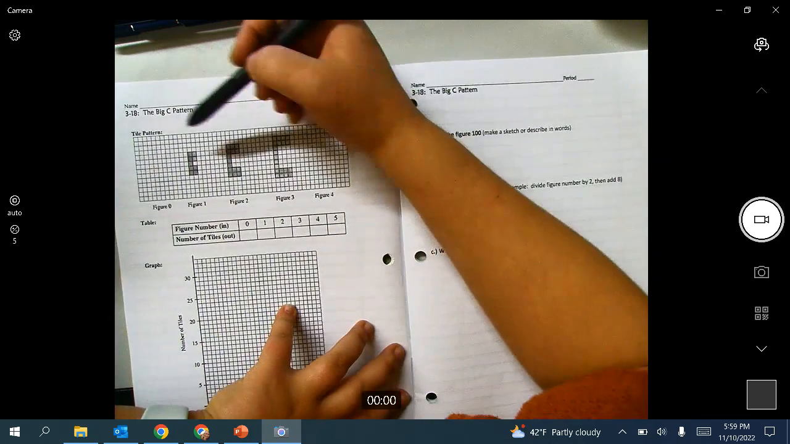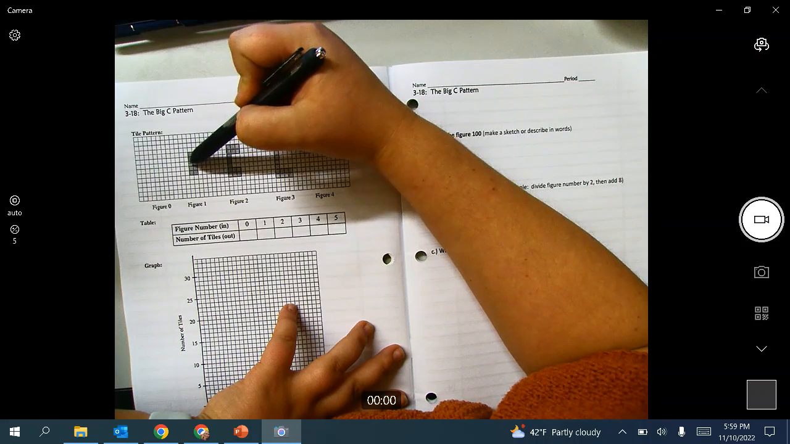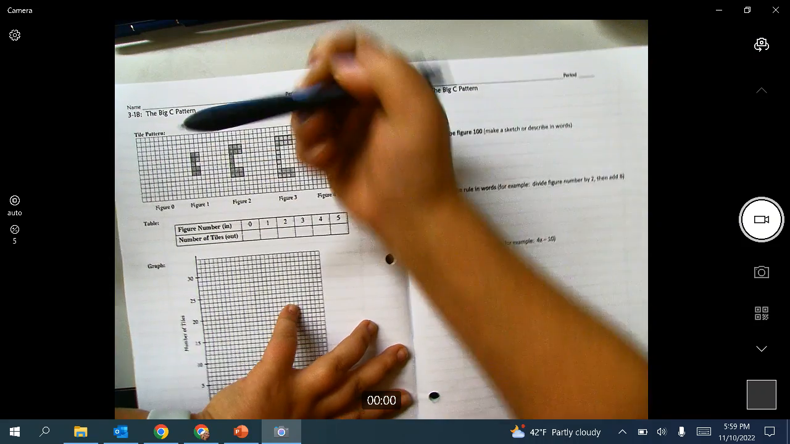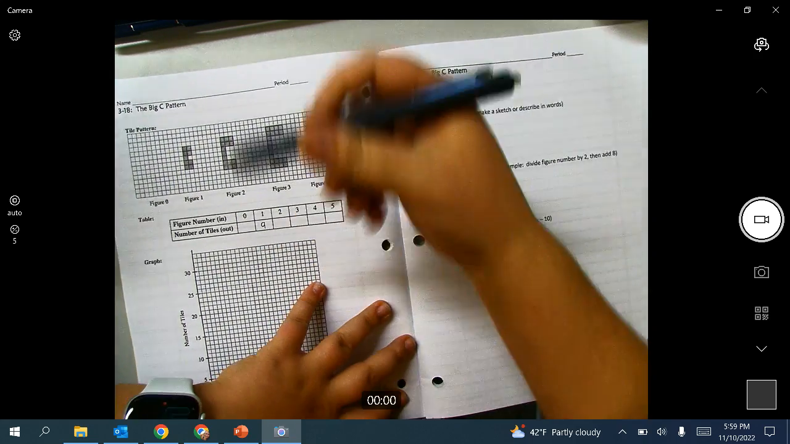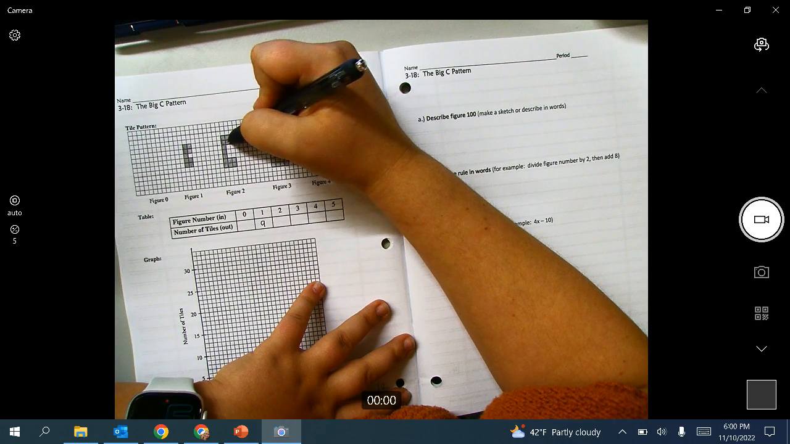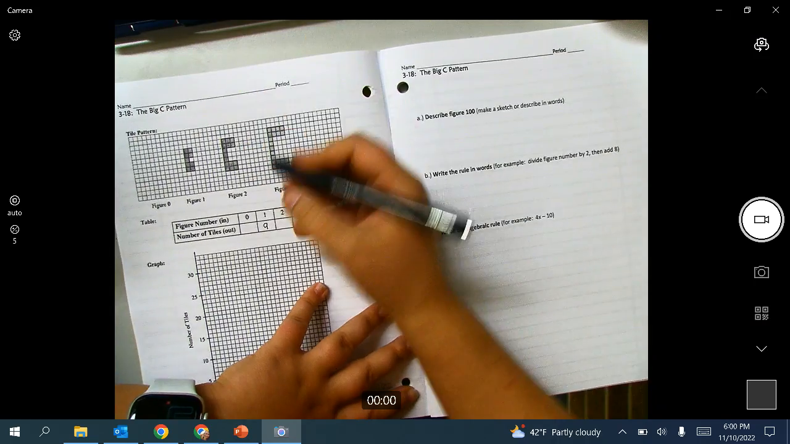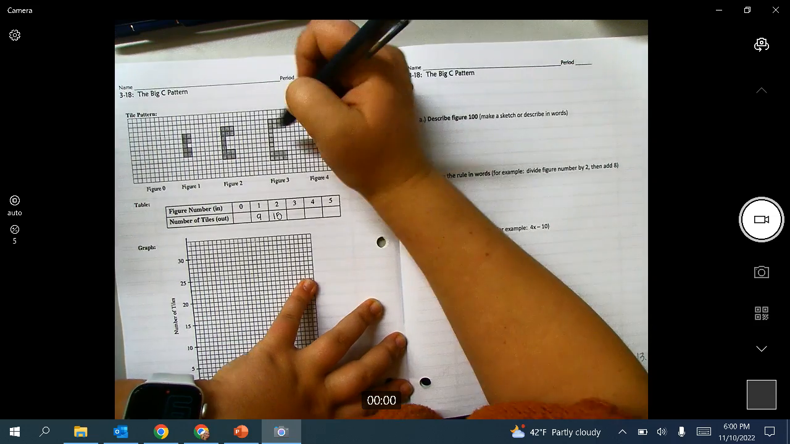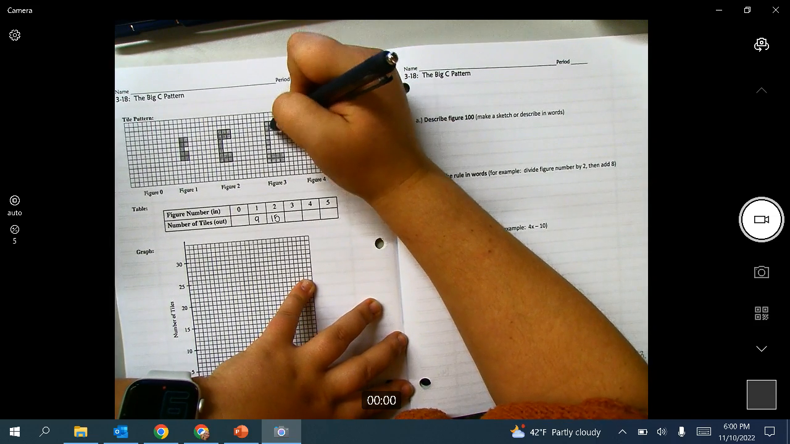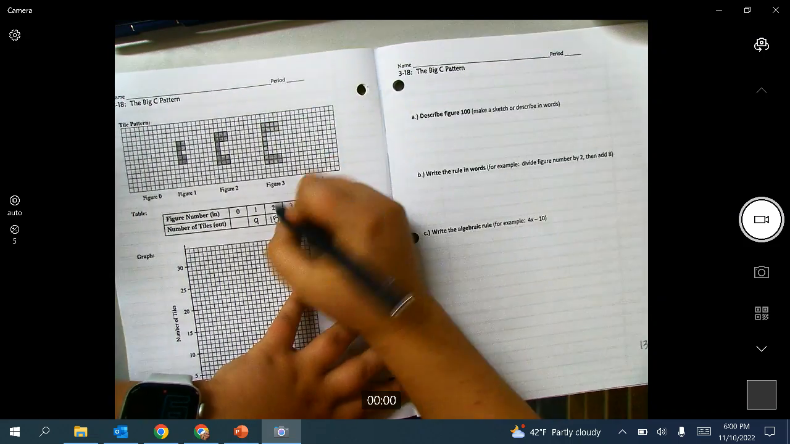If I look at figure 1 and I count my tiles, I see 1, 2, 3, 4, 5, 6, 7, 8, 9 tiles in figure 1. In figure 2, I have 1, 2, 3, 4, 5, 6, 7, 8, 9, 10, 11, 12, 13, 14, 15. In figure 3, I see 8, 9, 10, 11, 12, 13, 14, 15, 16, 17, 18, 19, 20, 21.